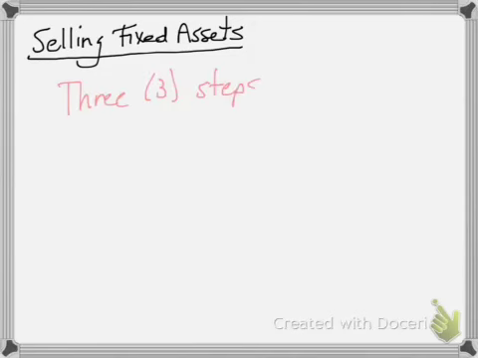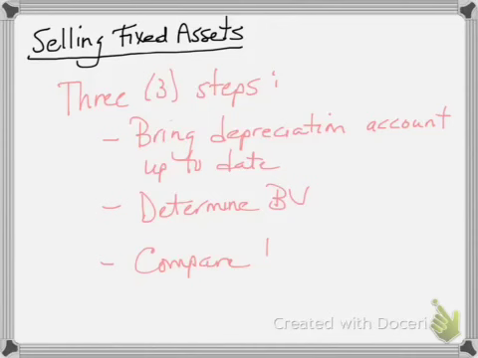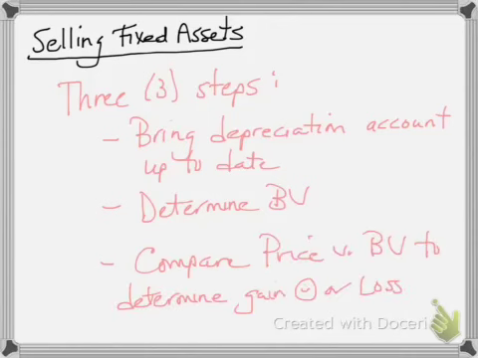Alright, so now we're going to look at how to record the sale of a fixed asset. And there are really three steps that we need to consider. First, you need to have the accumulated depreciation account brought up to date. So if you sell as of the end of March, then you need to depreciate through the end of March, and you need to record the related expense through that time period. So depreciation has to be up to date.